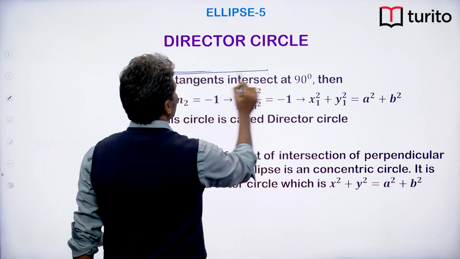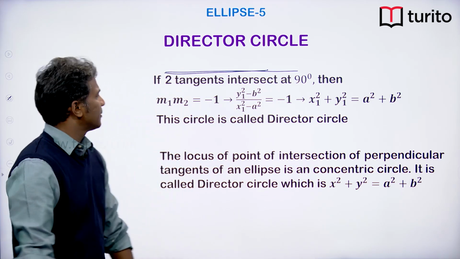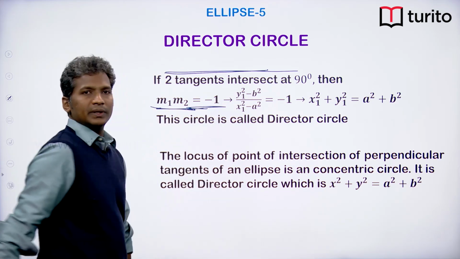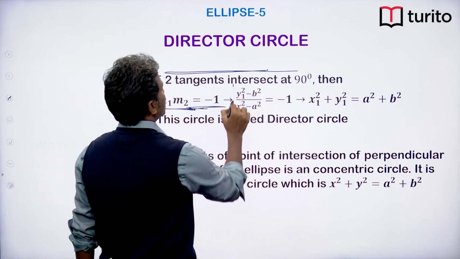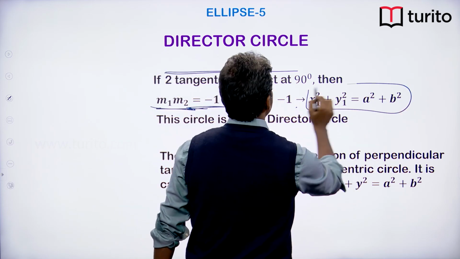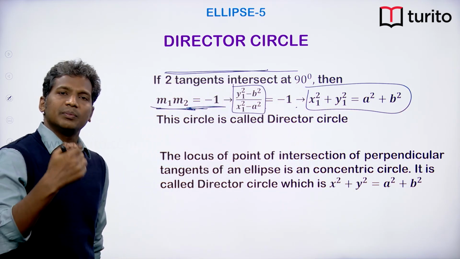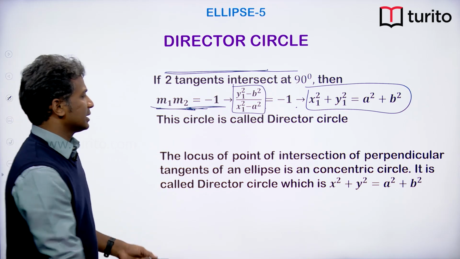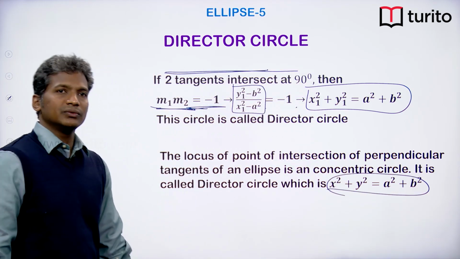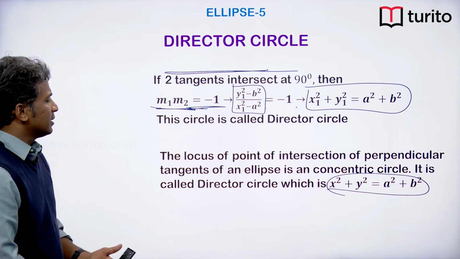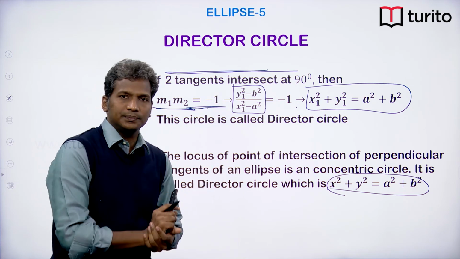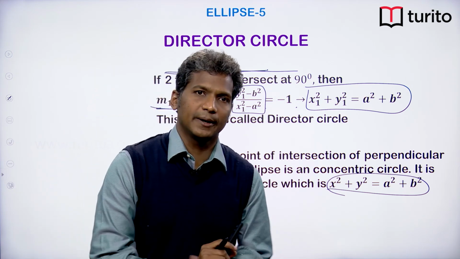Because two tangents are intersecting at 90 degrees, m1 m2 must be equal to minus 1. So, that means this product of roots must be equal to minus 1, which would give us this. So, that becomes the equation of director circle, which is x square plus y square is always equal to a square plus b square. Okay. So, this way we can always find the equation of director circle.